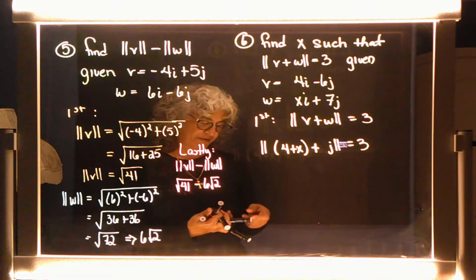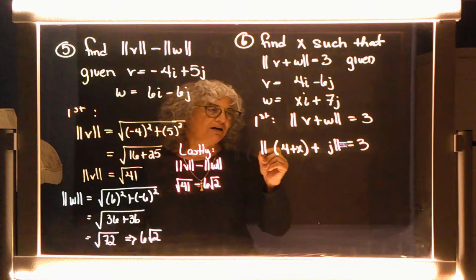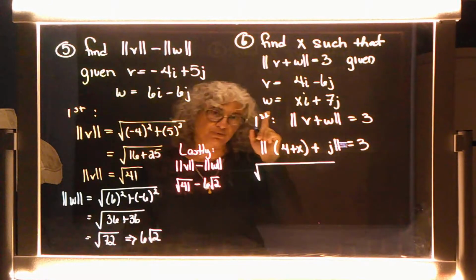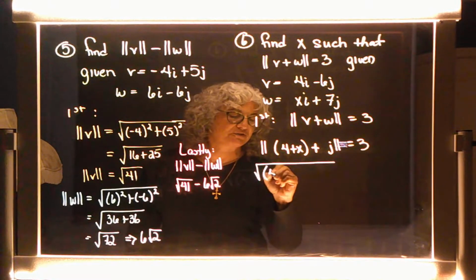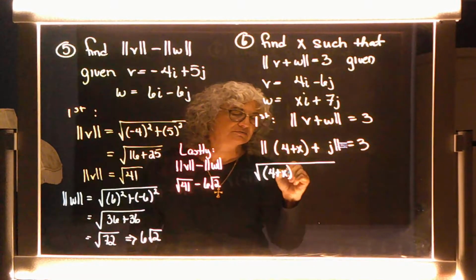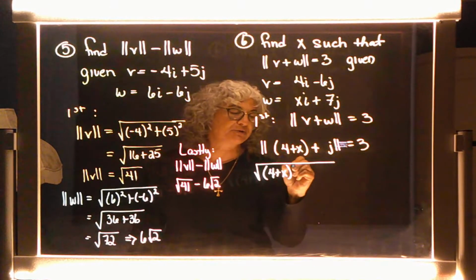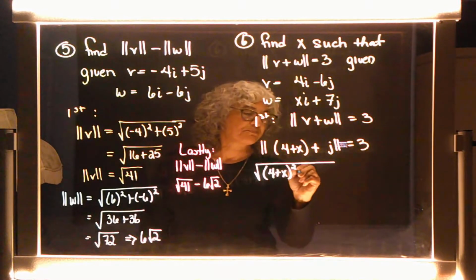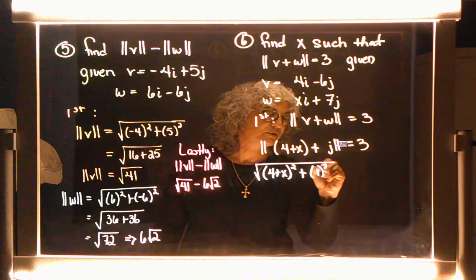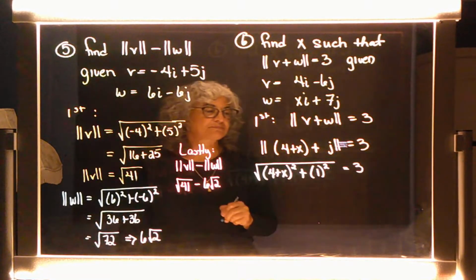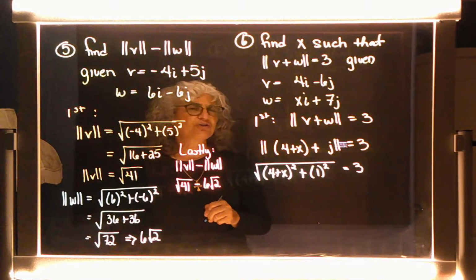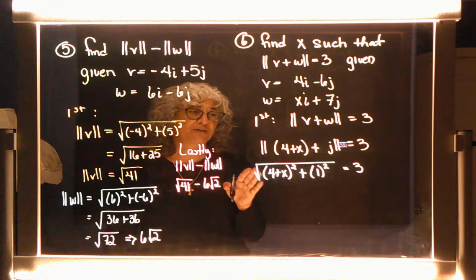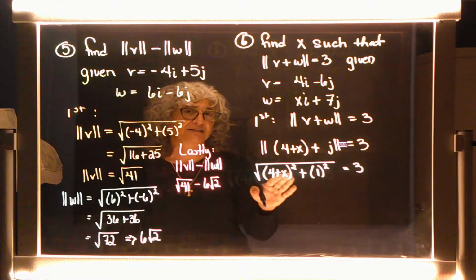Well, if I'm supposed to find the magnitude of the left side, that means I'm going to deal with the square root of the first coefficient, shall I say, or component. So that quantity 4 plus x is squared plus the 1 squared equals 3. I don't know about you, but I don't like that square root there. Now this is just algebra if you think about it. This is just algebra, isn't it?